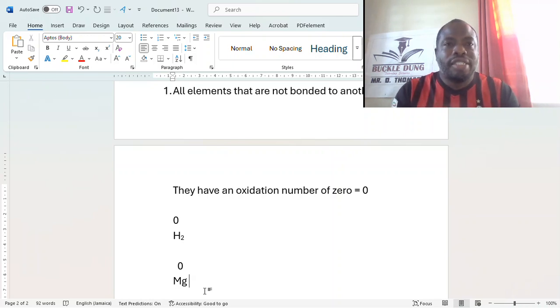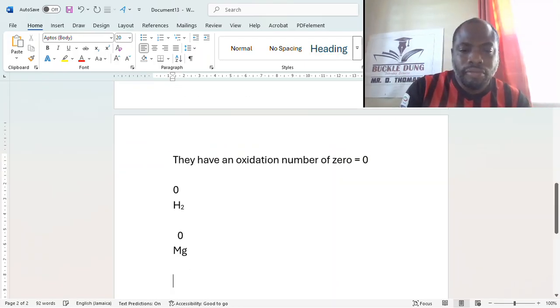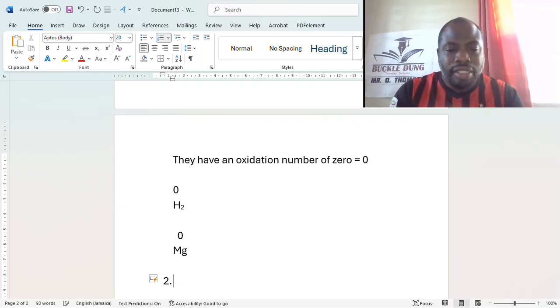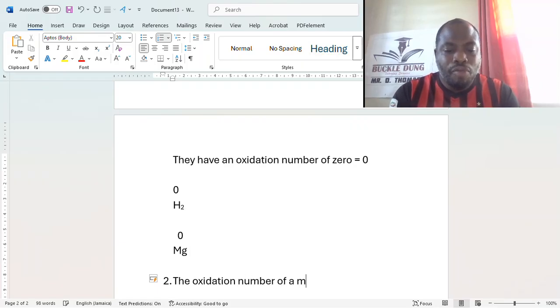So the oxidation state of an atom, or an uncombined element that is not bonded to another element, is going to be 0. So if you have calcium, if you have sulfur, once the element is not bonded to another element, you will have an oxidation number of 0. So the next point, the oxidation number of a monoatomic ion.